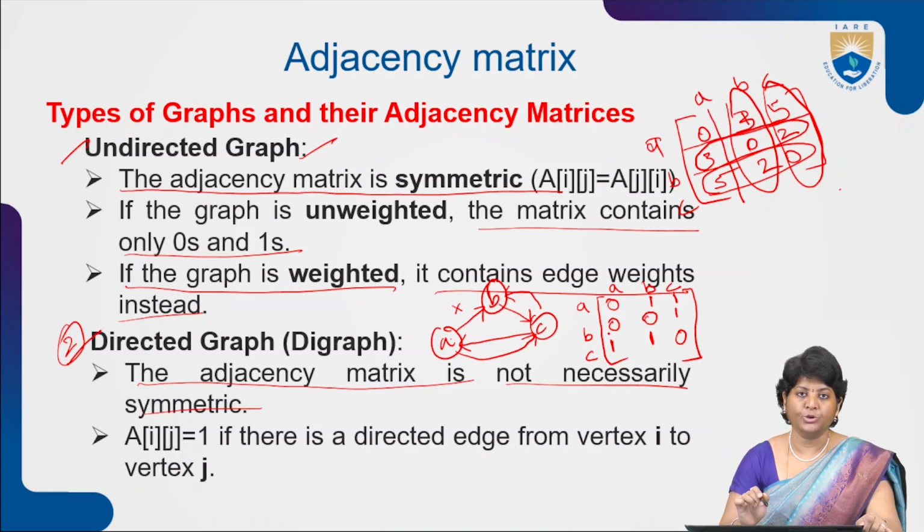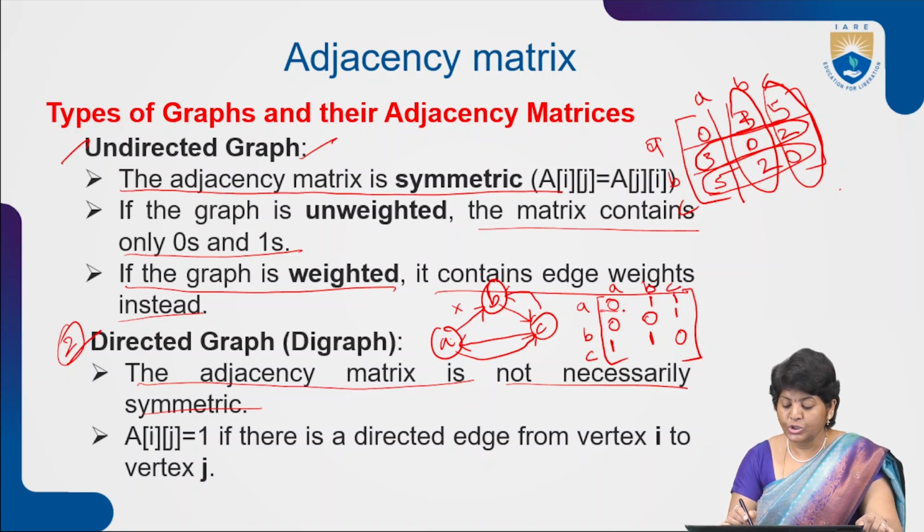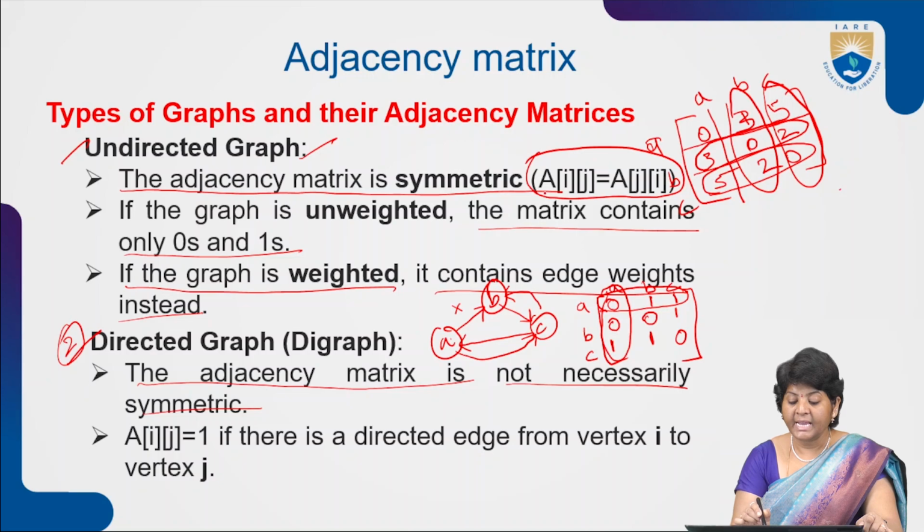Otherwise, it is 0. So what will we say? Check here: 0, 1, 1 is the first row and 0, 0, 1 is the first column, where they are not the same. What is the formula here? If it is symmetric, Aij will be equal to Aji. So the first row and first column will be the same for a symmetric matrix. For asymmetric, they are not the same.